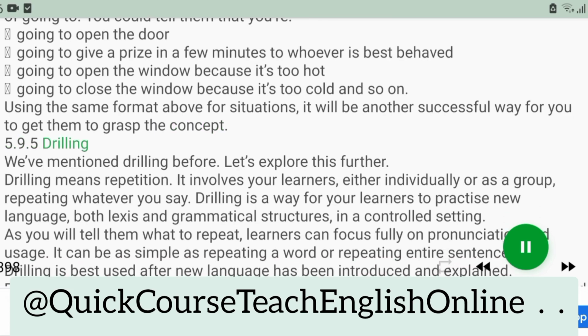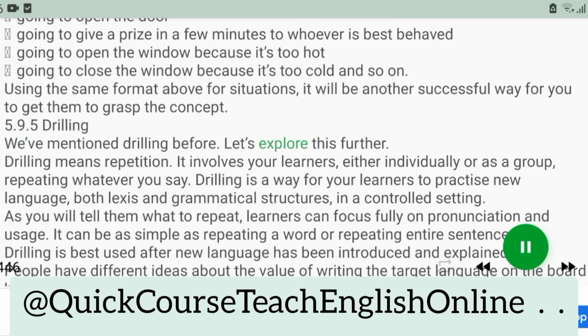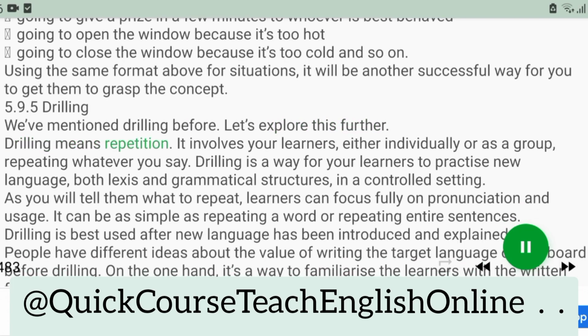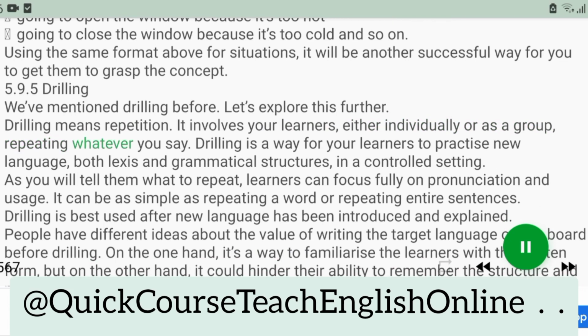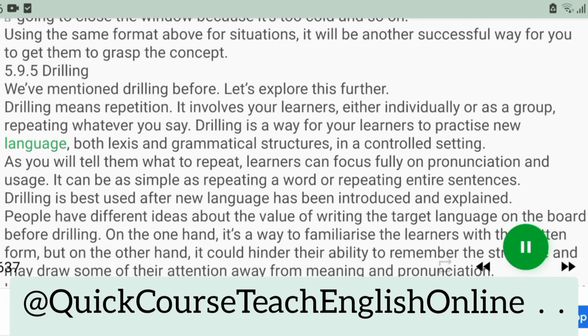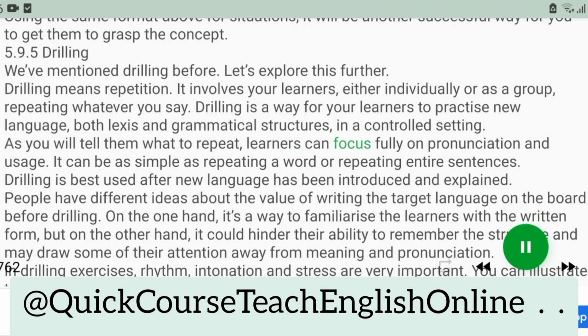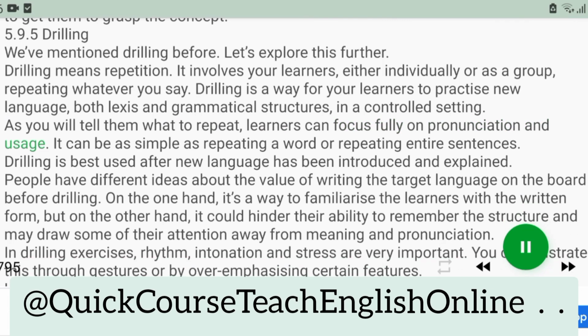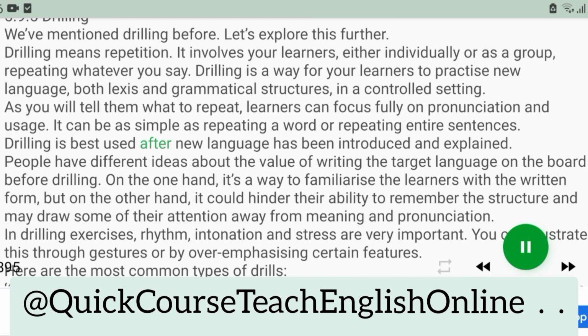5.9.5 Drilling. We've mentioned drilling before. Let's explore this further. Drilling means repetition. It involves your learners, either individually or as a group, repeating whatever you say. Drilling is a way for your learners to practice new language, both lexical and grammatical structures, in a controlled setting. As you will tell them what to repeat, learners can focus fully on pronunciation and usage. It can be as simple as repeating a word or repeating entire sentences. Drilling is best used after new language has been introduced and explained.